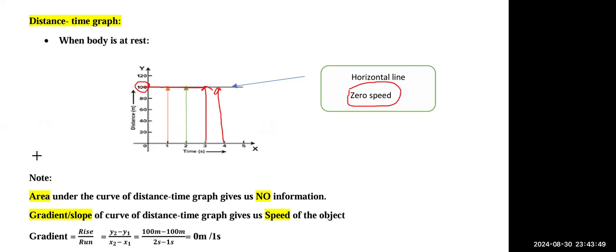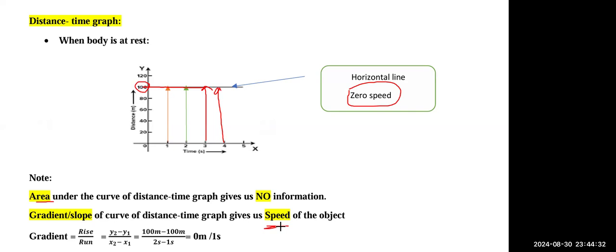Clear? So 2 points here are very important. These are the key points. Questions are asked from these two key points in paper 2 or paper 4 of IGCSE and paper 2 of O level physics. Remember, the area under the curve of the distance time graph gives us no information. First point. Second point is that if you find the gradient or slope of the distance time graph curve, then it will give you speed.